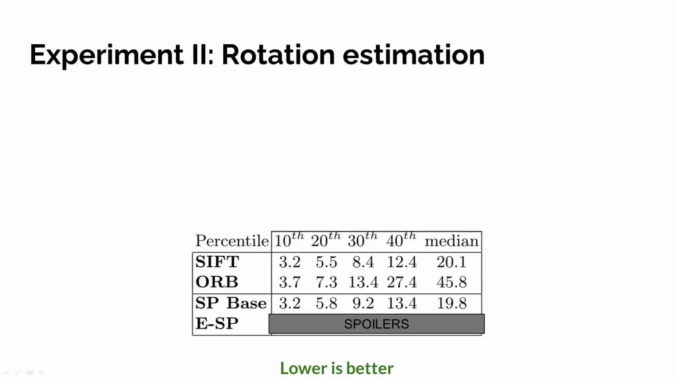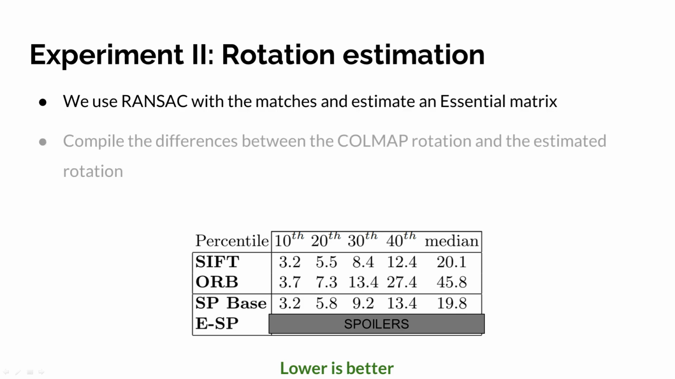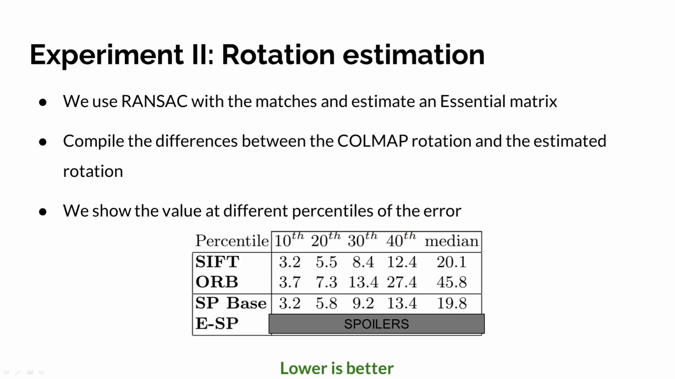And we also chose a second experiment where we used the methods' features to estimate the rotation of the camera. We use RANSAC and estimate the essential matrix and compare it against COLMAP's matrix. We show the error in degrees of the estimated rotation. We ordered the errors and here show the values. As we show, our method is much more accurate when it comes to predicting the rotation of the camera, which is fantastic since our goal is creating 3D reconstructions.